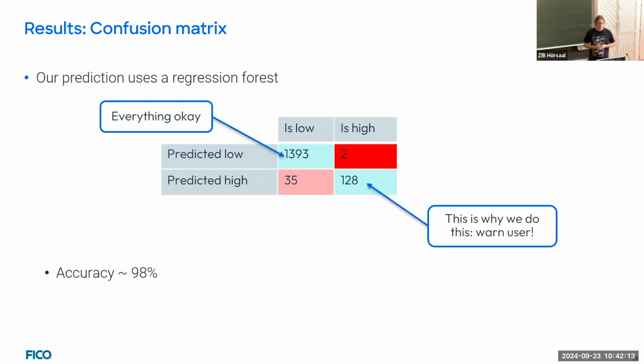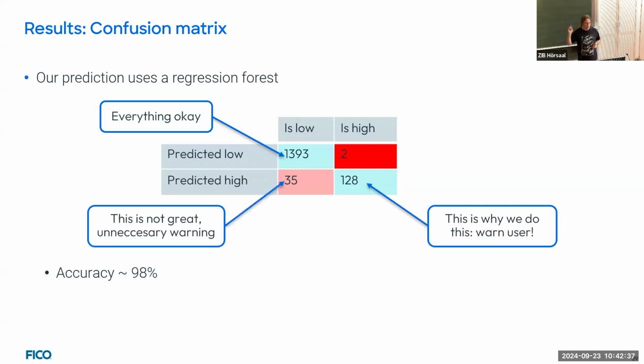Fine. Then there's the other case, well, not very desirable from a user perspective, that you have a high attention level in the end. The case where we predicted this to be high is also a good case, of course, for us, because this is exactly why we do this. We want to warn the user in such cases. And then there's 2 different types of errors. So there's the false positive error, which is not great. The user sees an unnecessary warning.